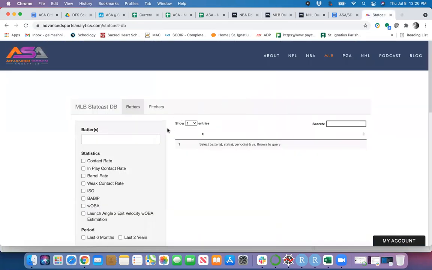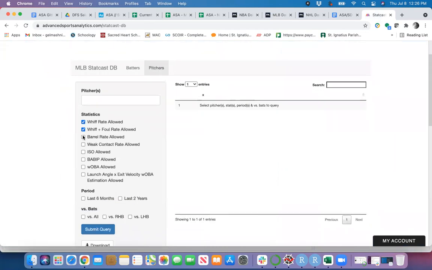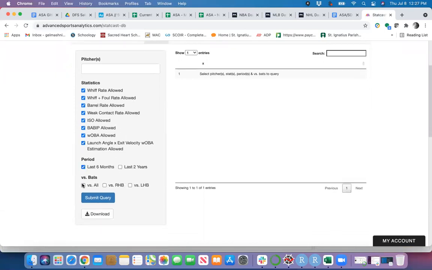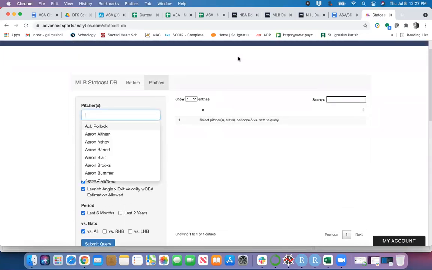Here we go. So I'm going to select pitchers, and I'm going to select all the possible statistics available in the Statcast database, which has whiff rate allowed, whiff plus foul rate allowed, barrel rate allowed. Barrel rate's actually one of my favorite metrics on the Statcast database. We have contact rate allowed, ISO, BABIP, wOBA, and of course, launch angle with exit velocity, and estimated wOBA. I'm going to select the last 6 months and versus all types of batters. And then I'm going to type in the pitchers.